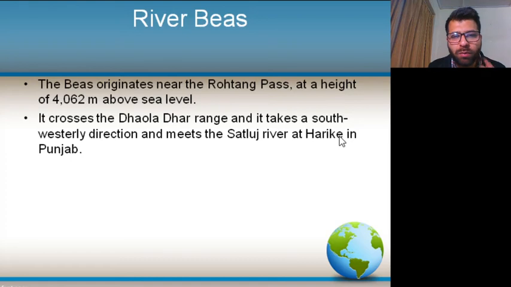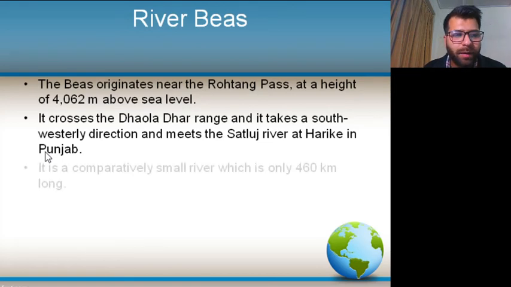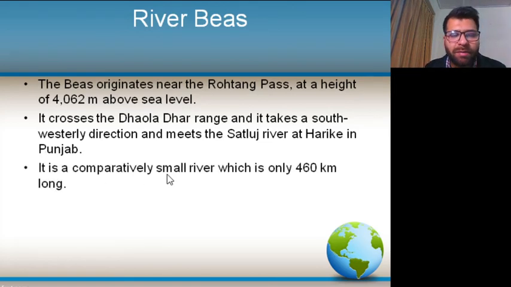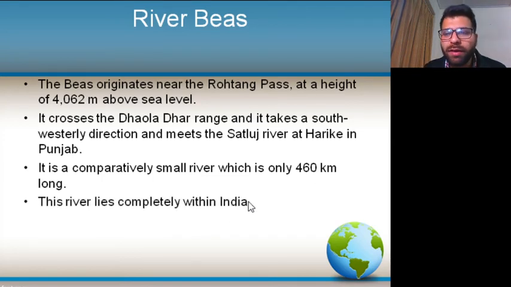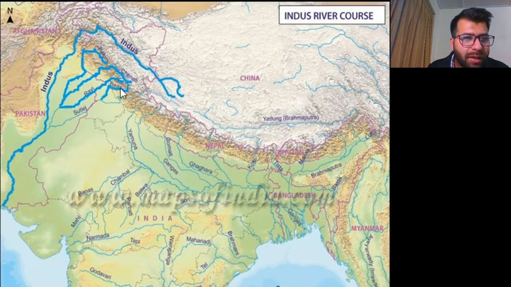The place where they both meet is called Harike Pattan. It is in Punjab near Firozpur. It is a comparatively small river, only 460 kilometers long, and lies completely within India. Now let's see it on the map. This is river Beas. As I said, its origin point is very close to river Ravi. This is Ravi and this is Beas, and after flowing, this Beas river submerges into river Satluj. This is the joining point of Satluj.